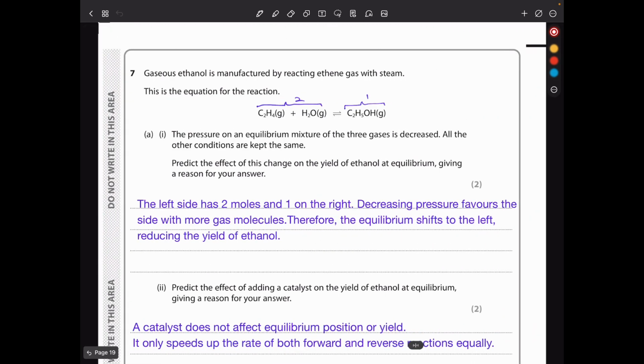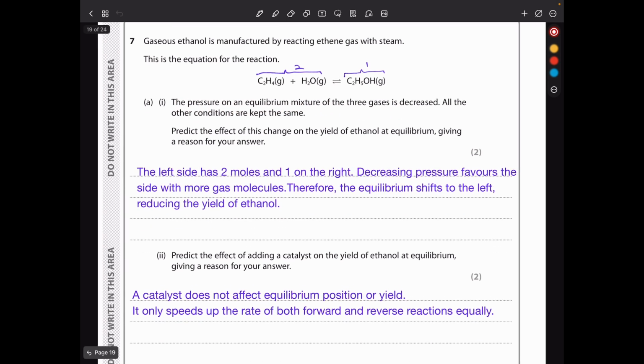In question 7, gaseous ethanol is manufactured by reacting ethene with steam. The equation for the reaction is here. They say the pressure on an equilibrium mixture of the 3 gases is decreased. All the other conditions are kept the same. Predict the effect of this change on the yield of ethanol at equilibrium, giving a reason for your answer.